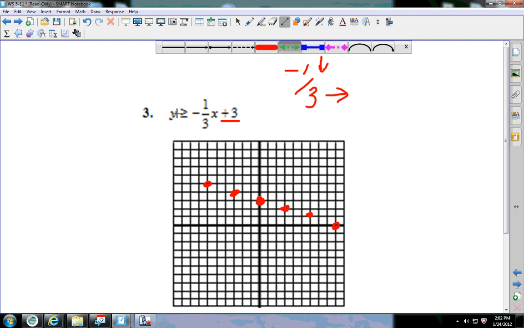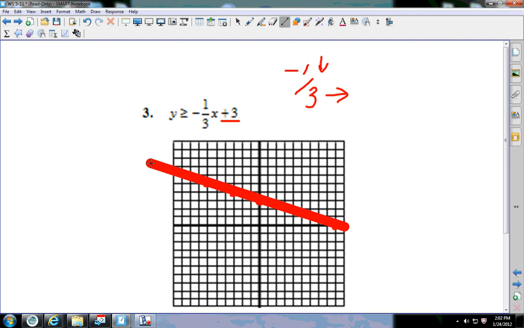Now it is equal to, so that means it is a solid line. Everything on this line is a solution. This symbol right here is greater than. Greater than means to shade above, so I would go on my line, go above. And if I drew lines, everything above this line is a solution. Is everything on the line a solution? Yes, it is because it says equal to.